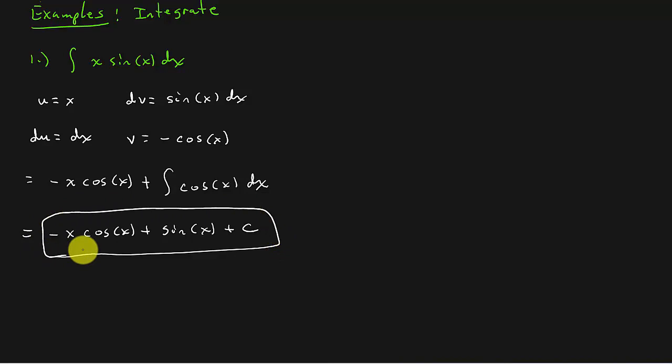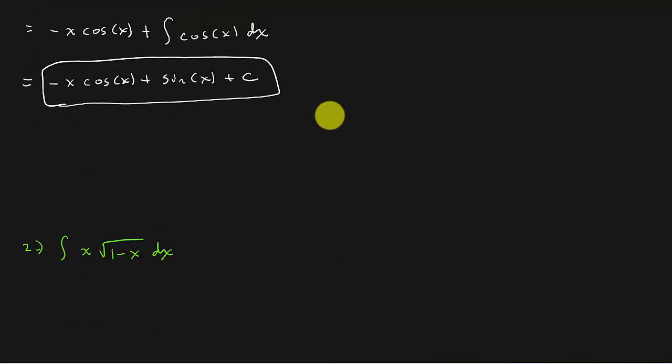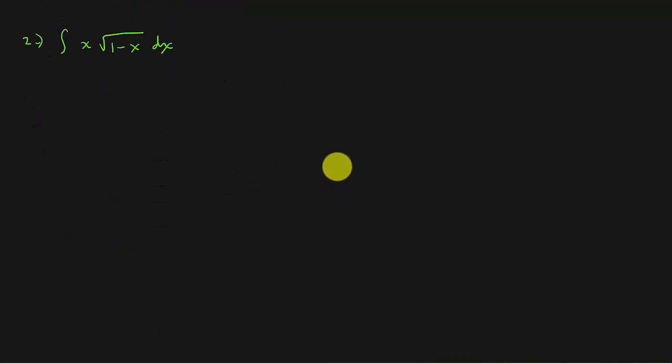All right, so that's basically all it is. Probably the most difficult part, and it's really not that difficult, is choosing u and dv. What do you choose for those? All right, so let's look at this one.